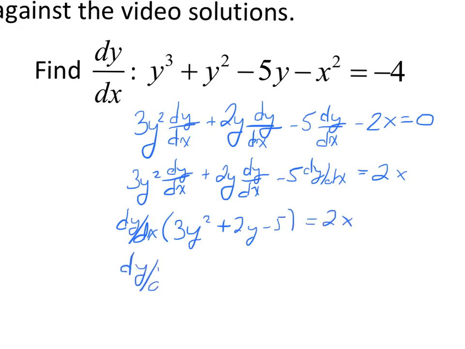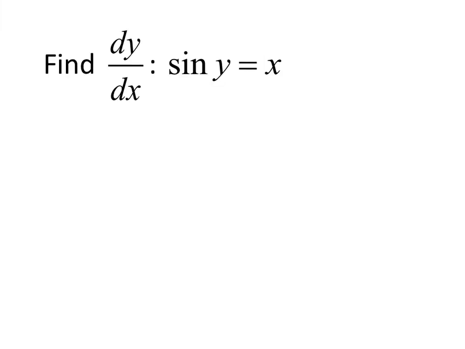So our derivative, our y prime, is equal to 2x over 3y squared plus 2y minus 5. Okay, on the other side of your sheet, we've got 4 more problems. And this here is just kind of a reminder that our functions are not going to always consist of these nice little monomials. So if we want to find dy dx here, we do the same thing.